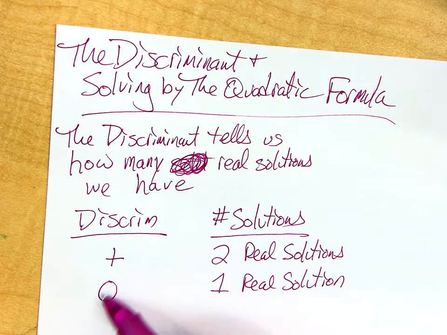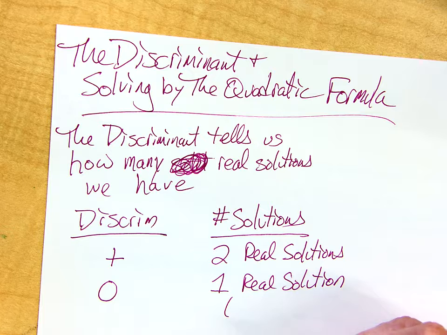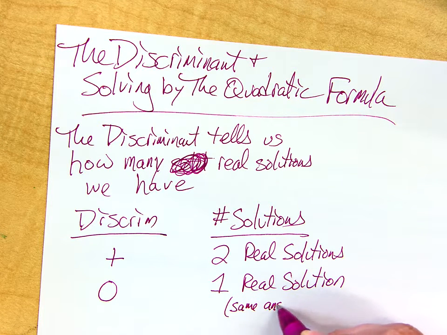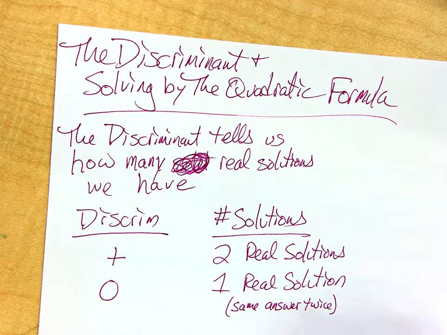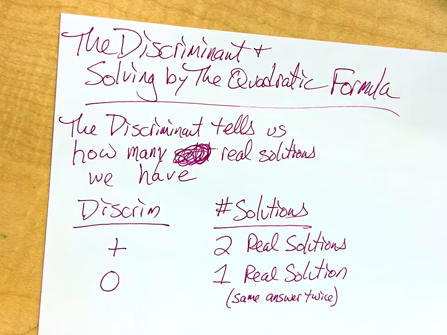So positive discriminant, two real solutions. If your discriminant is 0, that means you have one real solution, which actually means, and I'm going to put in parentheses here, that means you got the same number twice. Same answer twice. Because I keep harping on you that you do always get two answers. It's just in this case you'll get two answers that are the same.